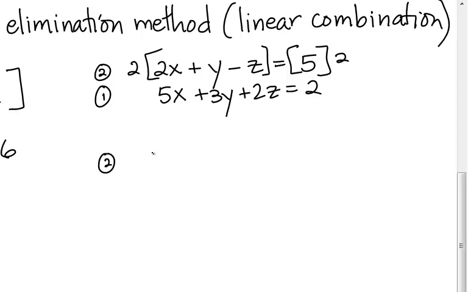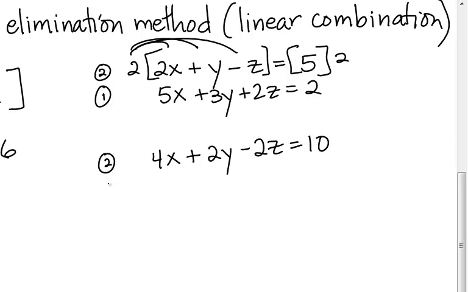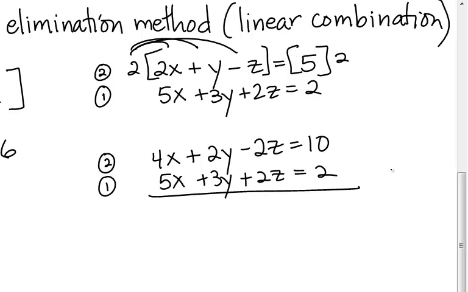So I'd have 4x plus 2y minus 2z, just multiplying that out, distributing that, equals 10. The first equation stays the same, 5x plus 3y plus 2z equals 2. And now if we add, the z's are going to drop out. So we get 9x plus 5y, check my arithmetic, equals 12. That is a new equation with just 2 unknowns, and I'm going to number that equation 4.